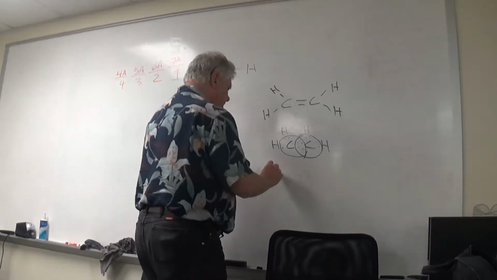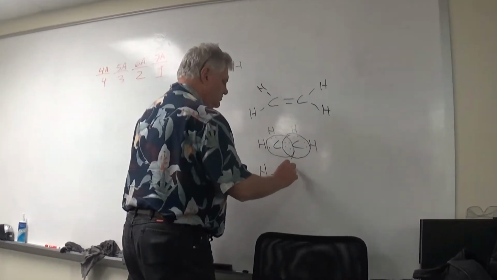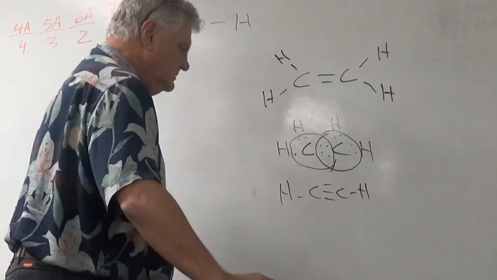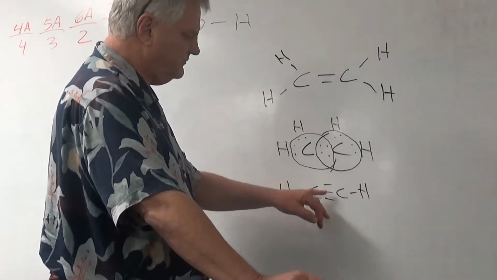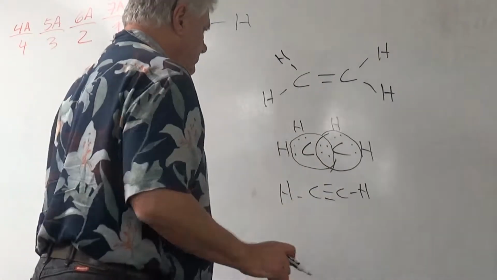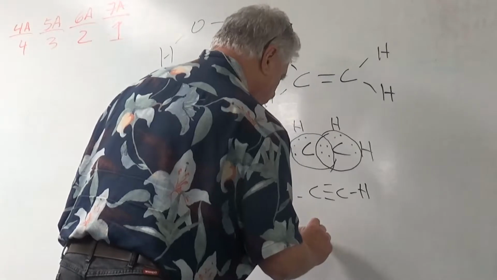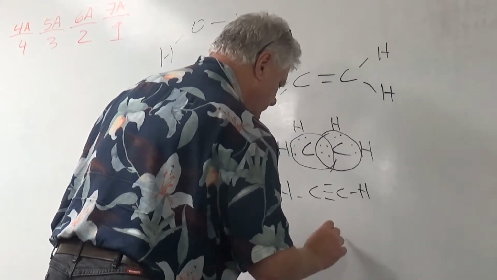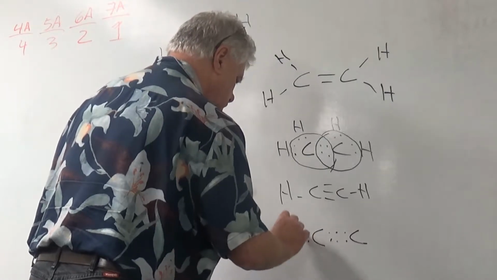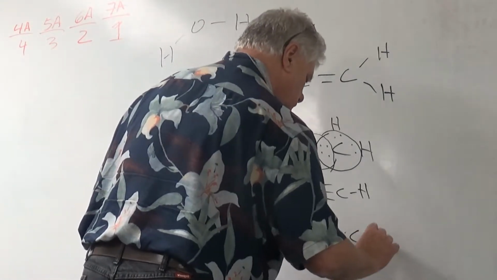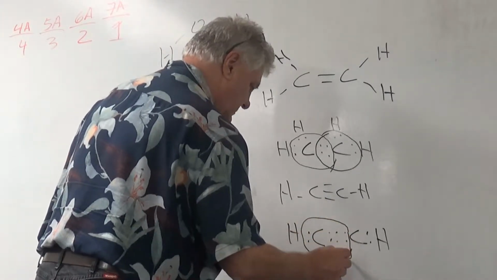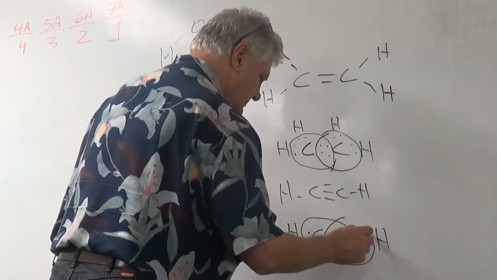If you have a carbon-carbon triple bond, well, it counts as if it's 3 bonds. And so you have 2, 4, 6 electrons being shared here. And if we draw the Lewis dot structure, it's going to be like this. There's 8 electrons around the carbon here, 8 around the carbon here.